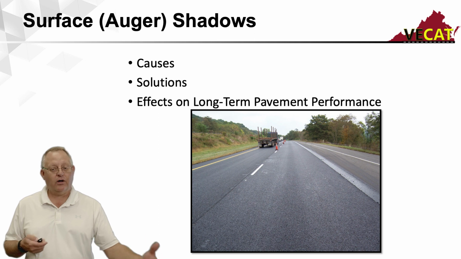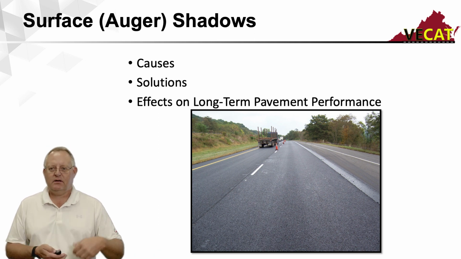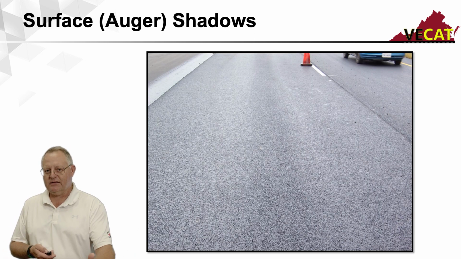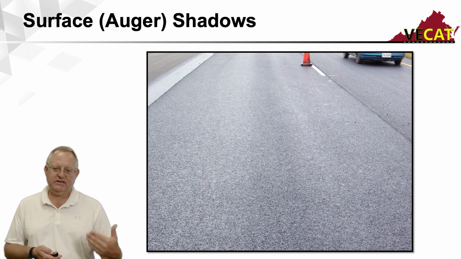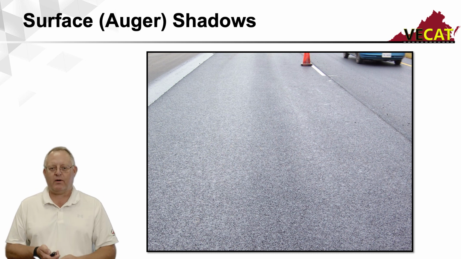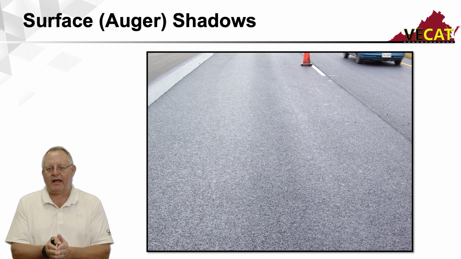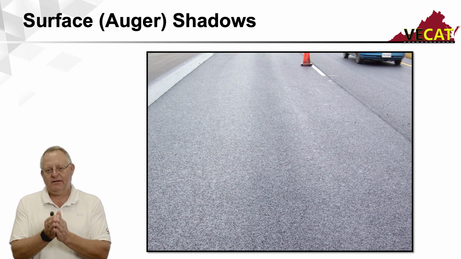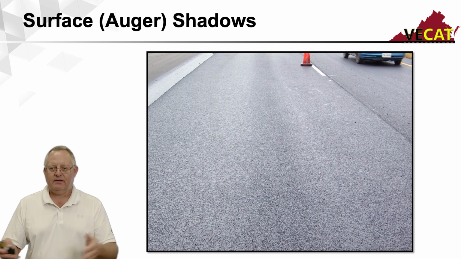So again, causes, solutions, effects. Well, looking closer at this, what do we see? We see the shadow. What do we see in the future? A crack will form right in the middle. So if you're driving down a road and you see a nice straight crack in the middle of the lane and it's not your paving joint, 9 times out of 10 it had something to do with that auger shadow. We didn't get the density, so we did not have limited air voids. Air got in there, it cracked, just like you see in this picture.